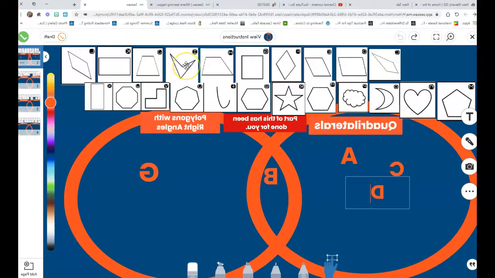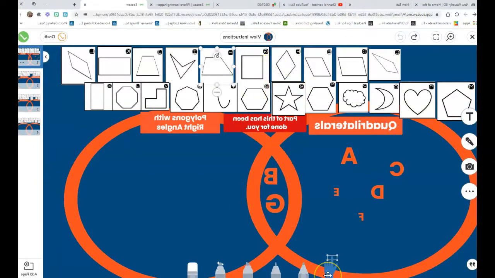E. Does it have 4 sides? Yes. Does it have any right angles? No, so we would put E over here. F. Does it have 4 sides? Does it have a right angle? No, so it goes over here, right? All right, G. Does it have 4 sides? Does it have right angles? So where would it go? In both. So we need to take the G, put it in the center.